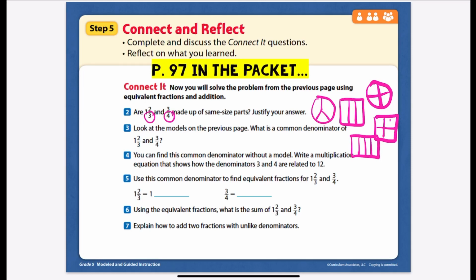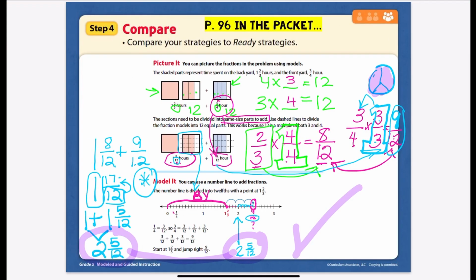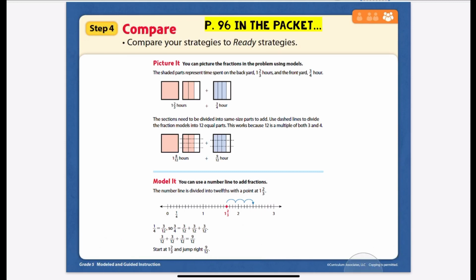So look at the models on the previous page. What is a common denominator of 1 2/3 and 3/4? So we're looking for the common denominator of these two numbers. The denominators are down here. So let's look back. Whew, this is a big mess, right? Let's erase so we can have a clear page and look.